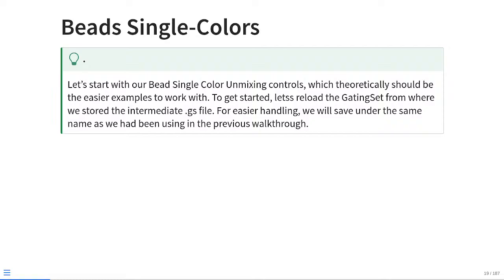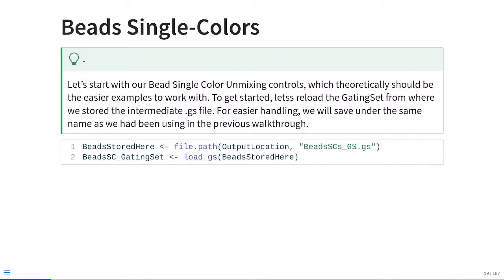So to get started, let's go ahead and reload the gating set from where we had stored it in the last walkthrough in the form of its intermediate .gs file. For easier handling, we are going to save it under the exact same name we used during the last walkthrough, just so that we avoid having any confusion. At the point where we had left off, we saved it within this bead single colors _gs folder, which we had appended the .gs annotation for.